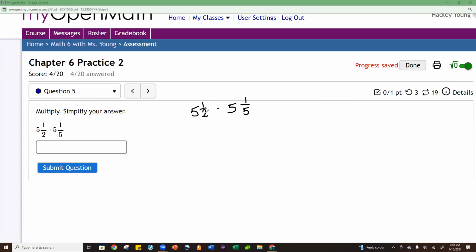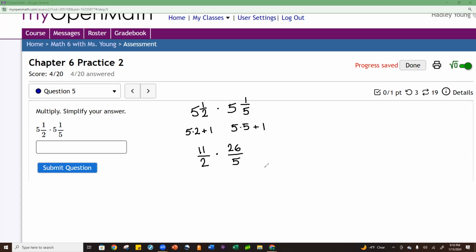So I'm going to go 5 times 2 plus 1. That gives me 11, and I still have 2 as my denominator. Here I'm going to do 5 times 5. I get 25, plus the 1 gets me 26 over 5.